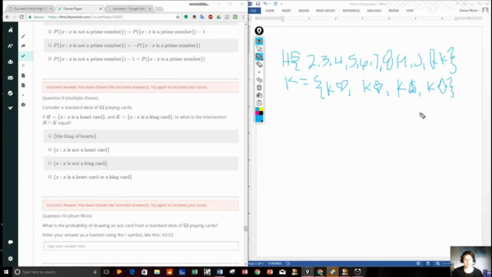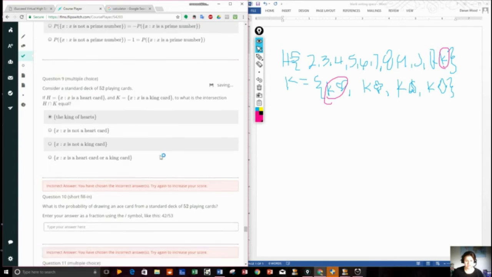That is our set. Okay, well, what is the intersection? What do these two sets share? They share the king of hearts. That's what they share. So that is what our intersection is: they share the king of hearts.